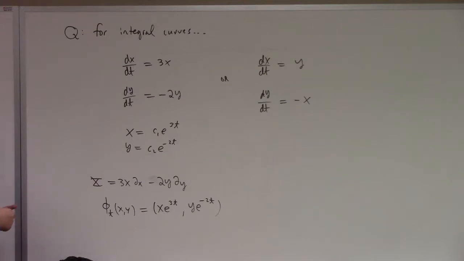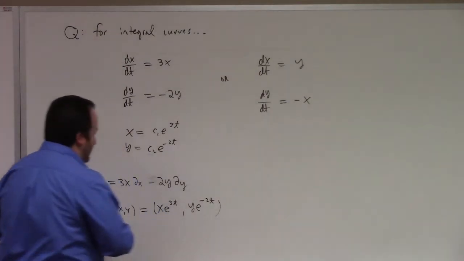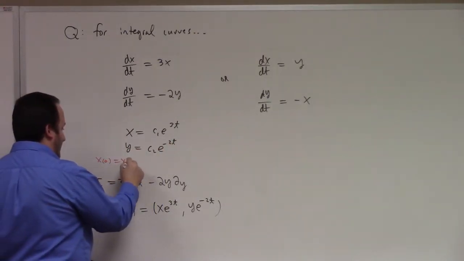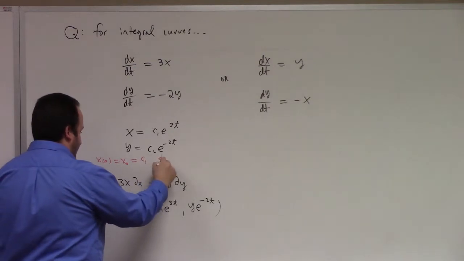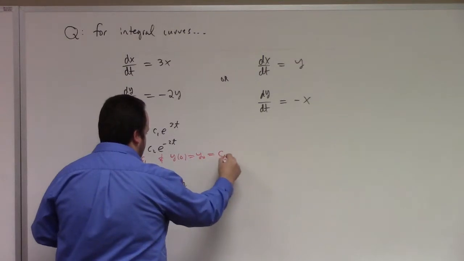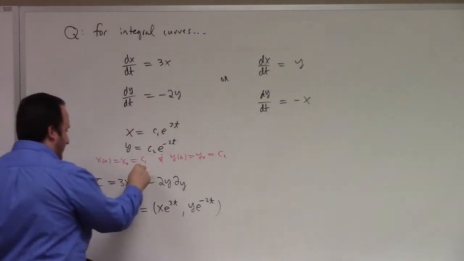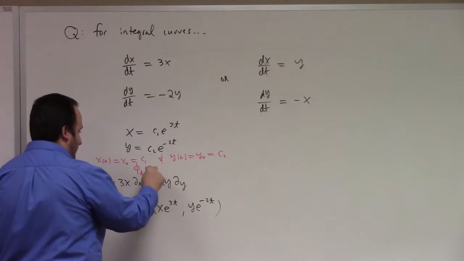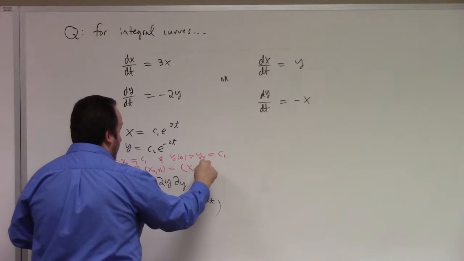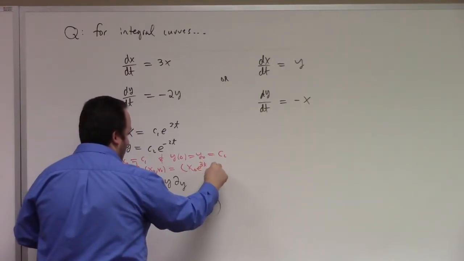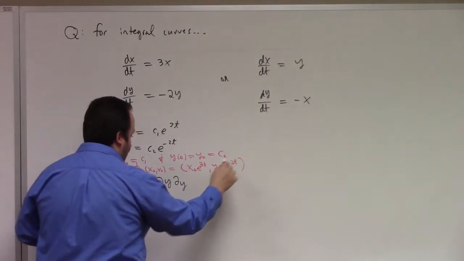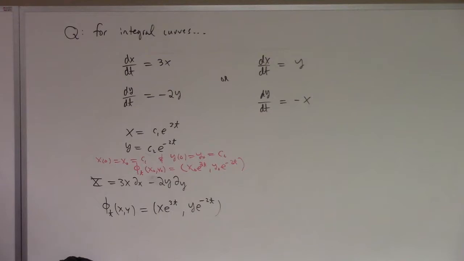I've been doing an extra step, like fitting this through x naught, y naught. x of time 0 equals x naught. Well, that means that x naught is equal to c1, and y of time 0 equals y naught, so that would be equal to c2 from these formulas. So if I'm looking at the flow time t through the point x naught, y naught, I get x naught e to the 3t, y naught e to the minus 2t, like that. And then I just swapped out my x naught, y naught for x, y for the generic flow.